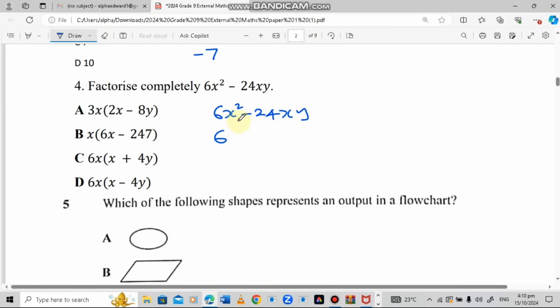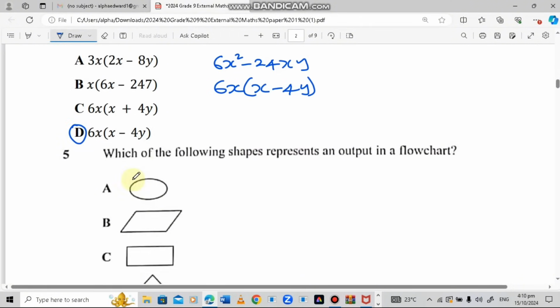Is there any other factor which is the highest factor? x is found in both. So 6x. So 6x squared divided by 6x, you are going to remain with x here, then minus 24xy divided by 6x, you are going to remain with 4y. So we just look for this on the options. Here we have a 2 there, we have a 6 there, but now we have a plus. Here we have a minus. So what about this one? So the answer is D.